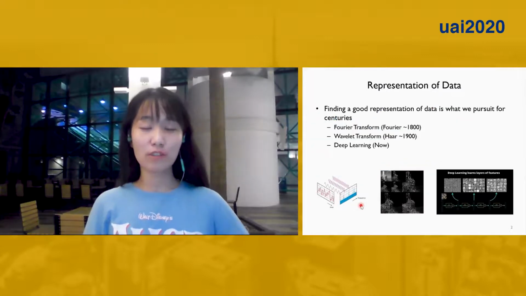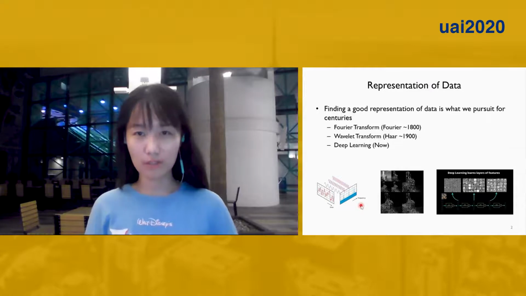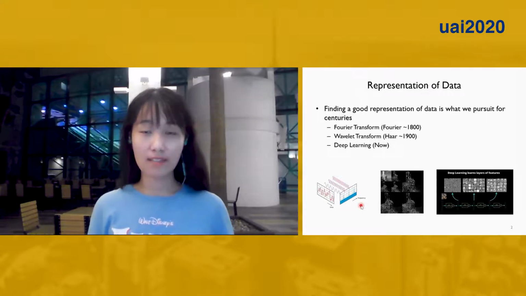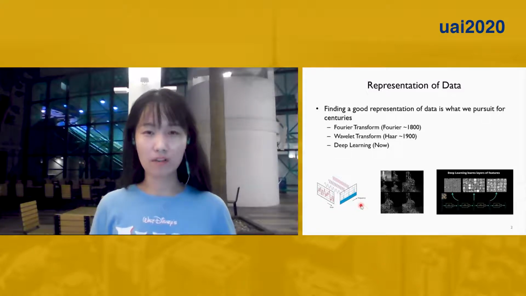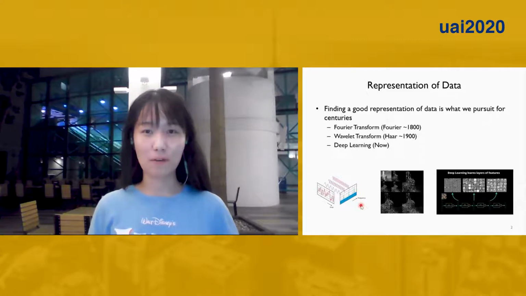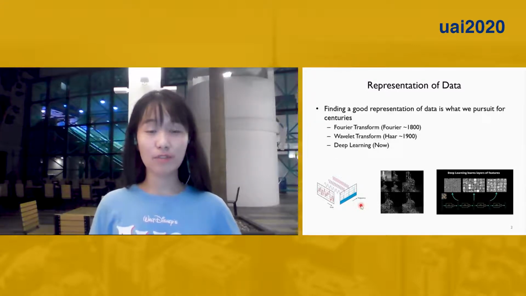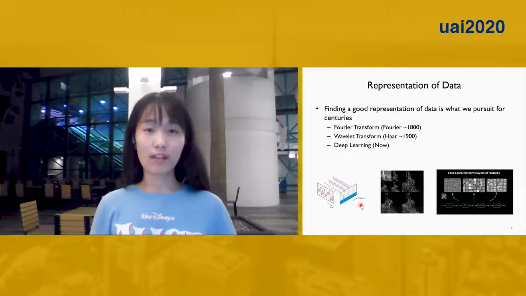First of all, I'd like to introduce the background or the motivation of this work. We know that natural signals are complicated, so people have been seeking for centuries to find a good data representation. We start from 1800s Fourier transformation to 1900s wavelet transformation, until nowadays, we're using deep learning, which learns the data representation in a cascaded way. So these are all efforts that trying to answer how to find good data representation.